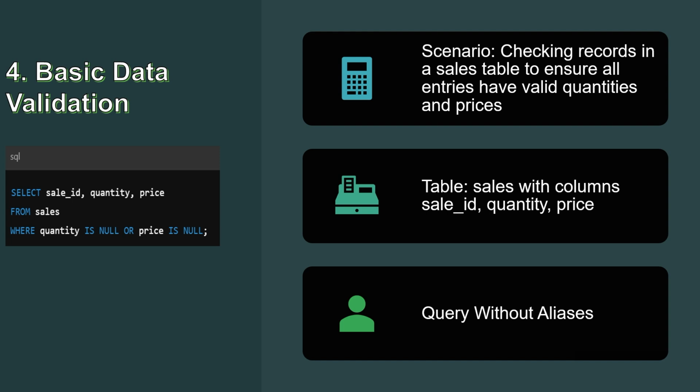See the basic data validation. Basic data validation means a developer is going to check some data. For practice purposes, freshers or intermediate people will use aliases like sales ID, sale ID, quantity, product quantity. But here we are just doing validation. Wherever the quantity is null, we have to check and report. We are not going to report to anyone, and we are not going to generate any report.